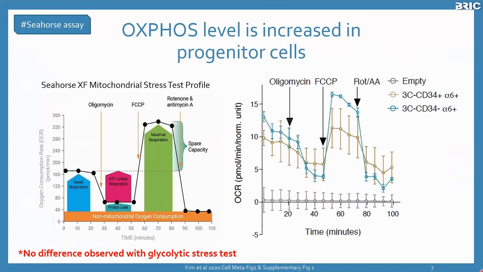So when I followed through with the Seahorse assay on both progenitor cells and stem cells, what you can see here is that for progenitor cells, the basal respiration level was already high, and the maximum respiration was also high compared to stem cells. On the other hand, similar to the mitochondrial stress test, we also have a glycolytic stress test. When I performed the glycolytic stress test, there was no difference. So it seems like the major difference was with the mitochondrial stress test, relating to OxPhos respiration.